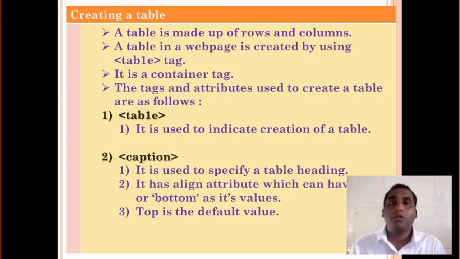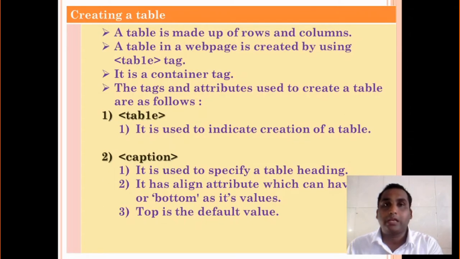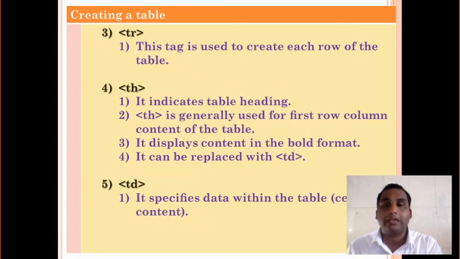Now let us move ahead to see what a table tag is. How do we display tabular data onto the web browser? To this, HTML provides us with the table tag. A table is made up of rows and columns. A table in a web page is created by using a table tag. It is a container tag, and the tags used to create a table are: the table tag, the caption tag, tr tag, th tag, td tag. So these are the tags: table, caption, tr, th, and td.